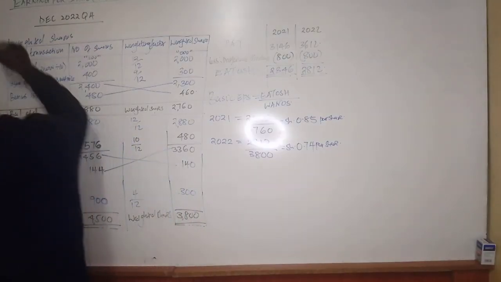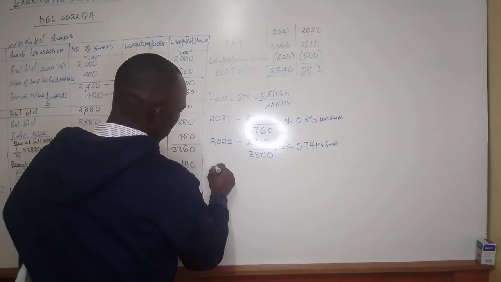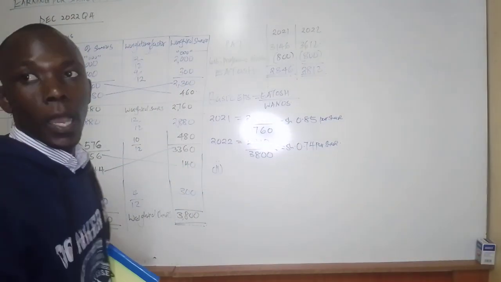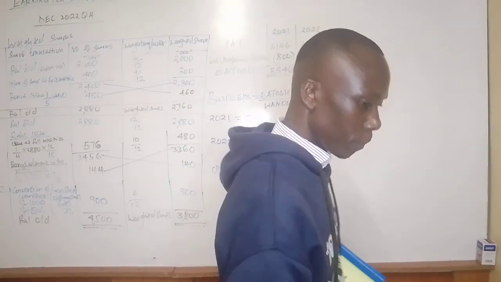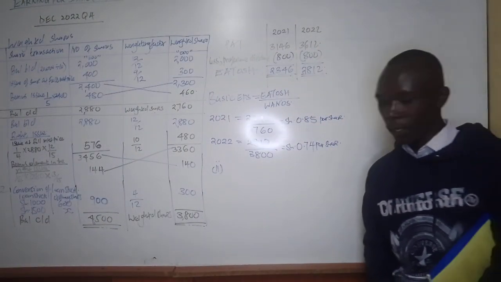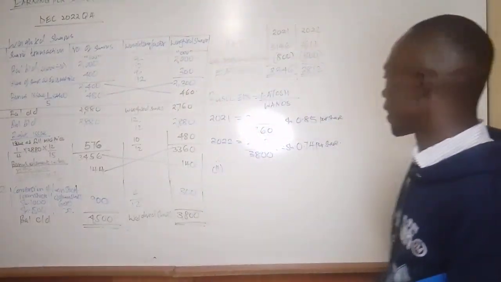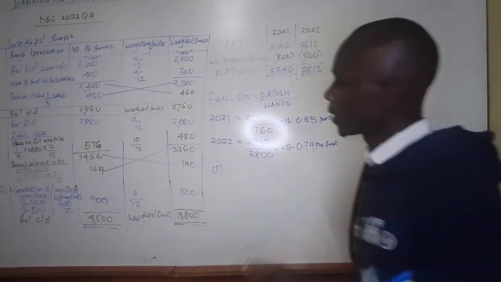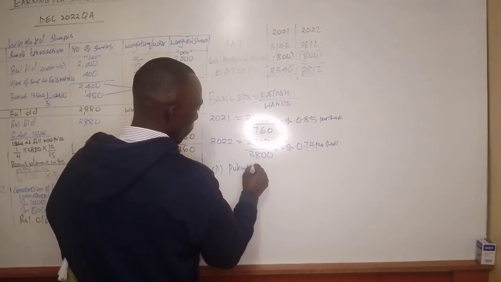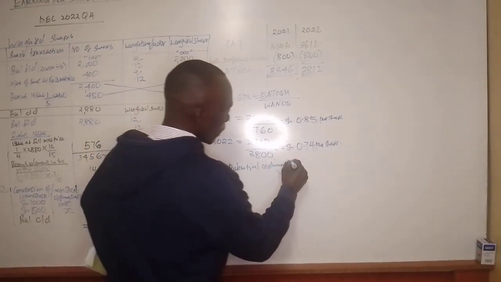So we are done with Roman 1, part B Roman 1, then we are at part B Roman 2. Under part B Roman 2 is for us to compute the diluted EPS. And to make the work easier for you, when you are looking at the diluted EPS, the first step is for us to look at the potential ordinary shares.